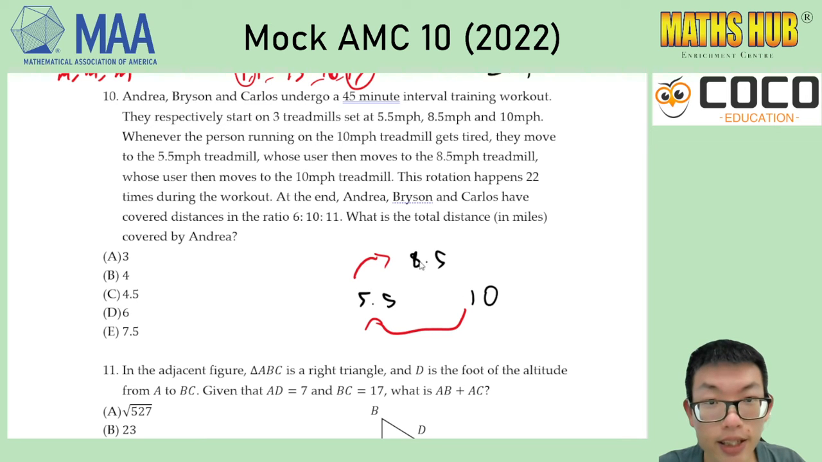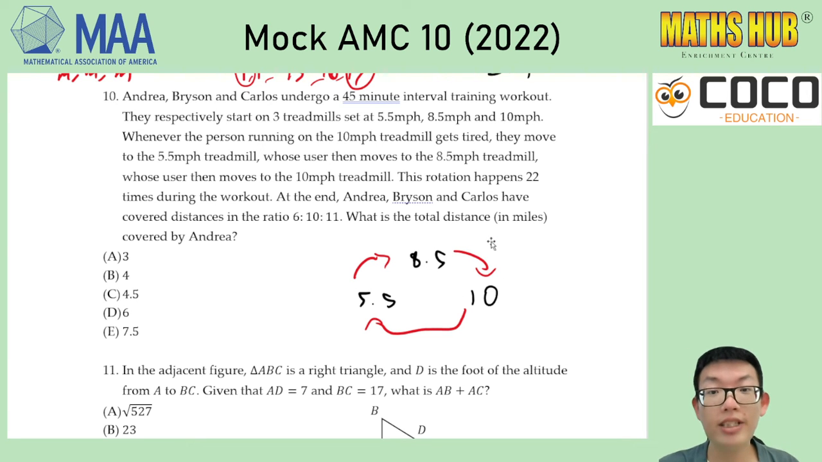This rotation happens 22 times during the workout. At the end, Andrea, Bryson, and Carlos have covered distances in the ratio 6 to 10 to 11. What is the total distance in miles covered by Andrea?